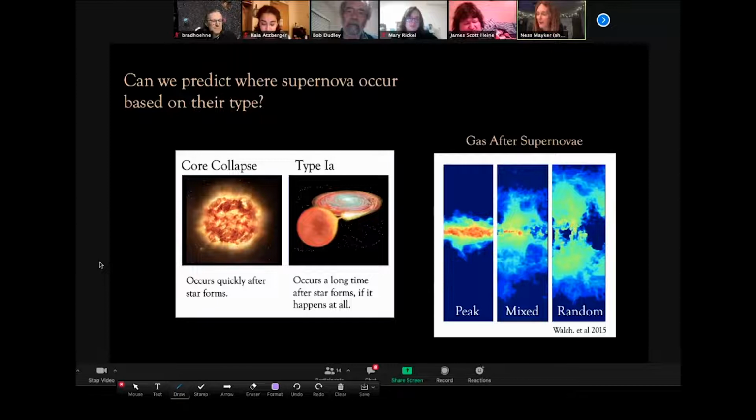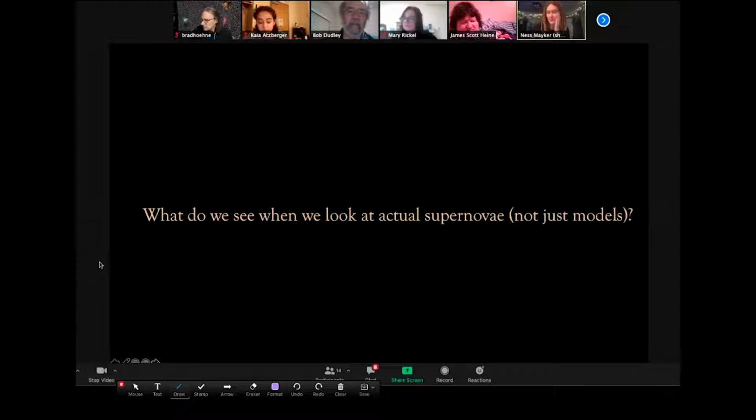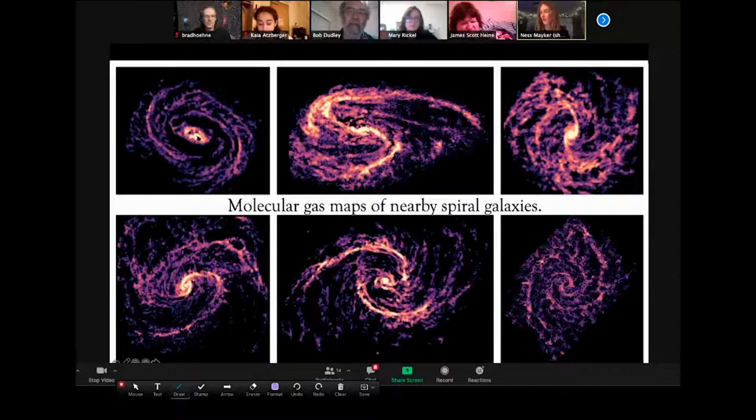Okay, so we haven't completely observed this yet. So this is where my work comes in. I want to see if, by doing observations, we find that our hypothesis is supported. So what do we see when we look at the actual supernovae, not just the models? In my work, I look at the molecular gas within a population of nearby star-forming spiral galaxies.